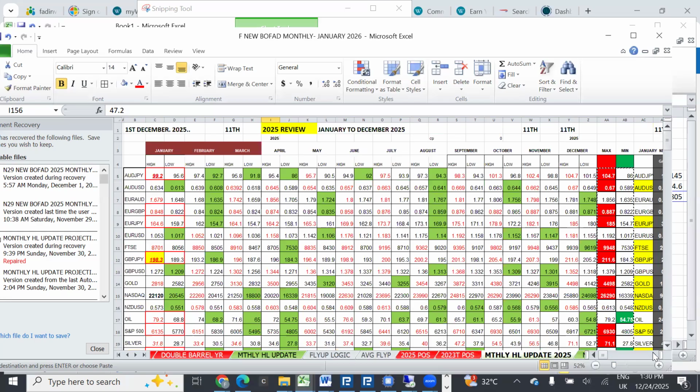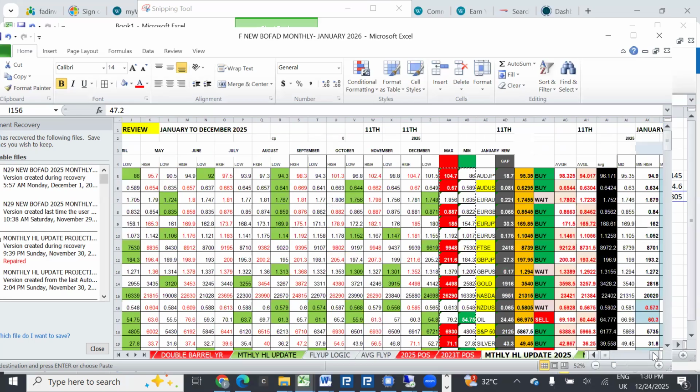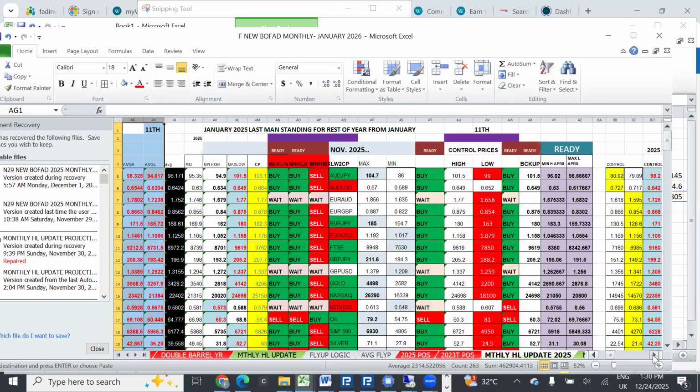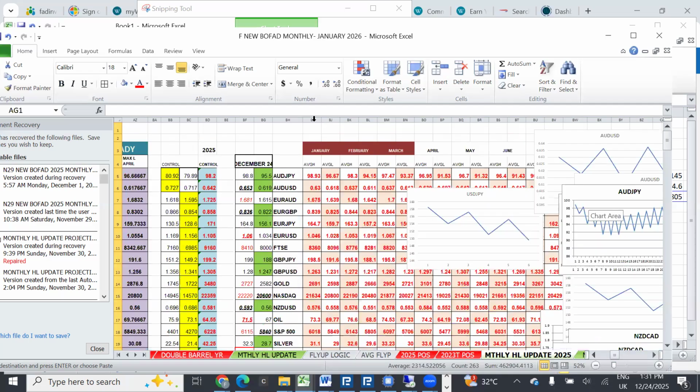So that's one part. The second side here is the average high and the average low. This data has been updated every month, and that is what we have on this side. You can see for January, the average high and low, for February, for March, for April. This is a cumulative average, so it's not just monthly, it's cumulative from the beginning of the year.